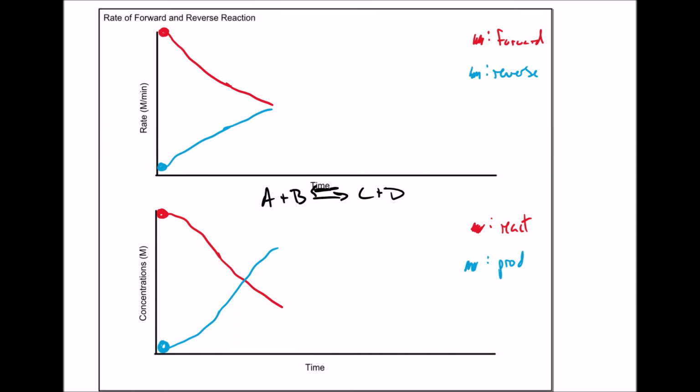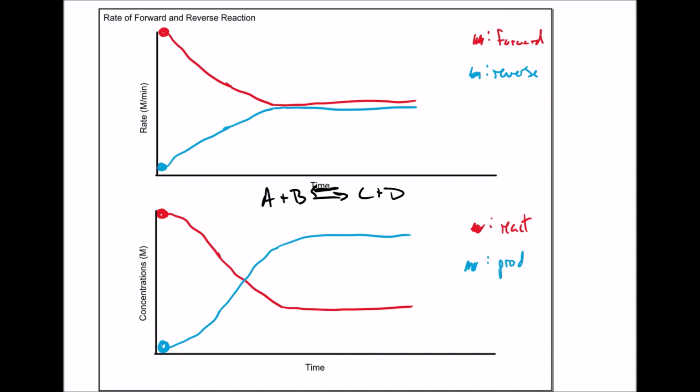The rates now appear to be equal. The forward rate equals the reverse rate of reaction. The rate of A and B forming C and D is equal to the rate of C and D forming A and B. At that case, there's still a reaction taking place, but there's no net movement from reactants to products. So there's no longer a change in the concentrations. Those concentrations hold steady. Because the concentrations aren't changing, the rate is not changing either.